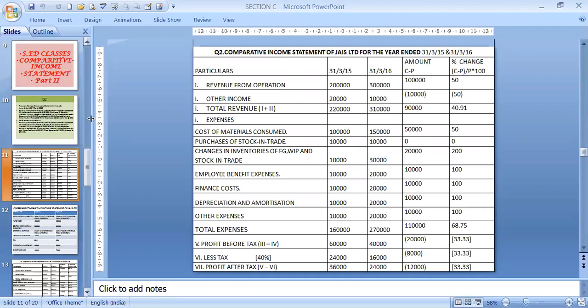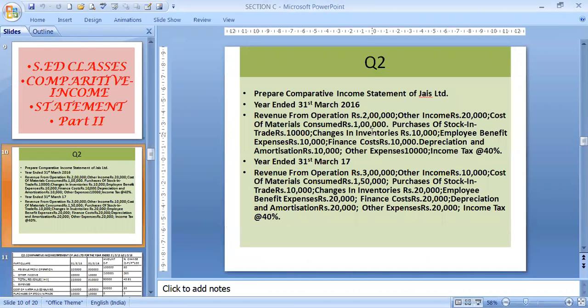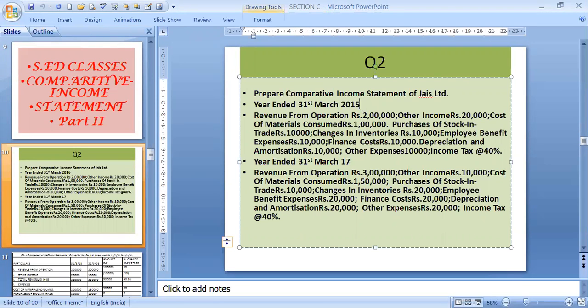So let's see revenue from operation. It's given over here: revenue from operation in 2015 is 2 lakhs, and in 2016 it is 3 lakhs. So we have taken that 2 lakhs and 3 lakhs as revenue from operation.